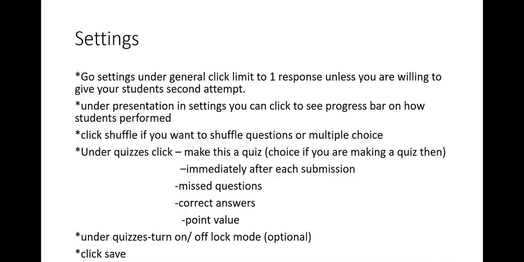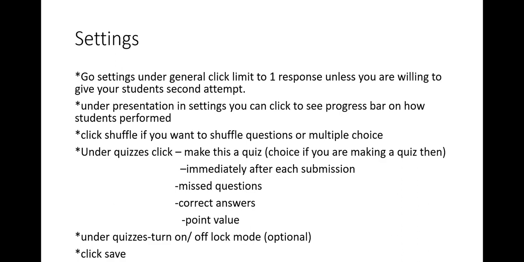So before I carry on, I want to change the settings of my Google Form. Go to settings, under general, click limit to one response unless you are willing to give students a second attempt. Under presentation in settings, you can click to see a progress bar on how students performed. Click shuffle if you want to shuffle questions or multiple choice.